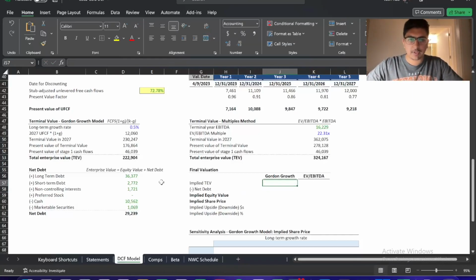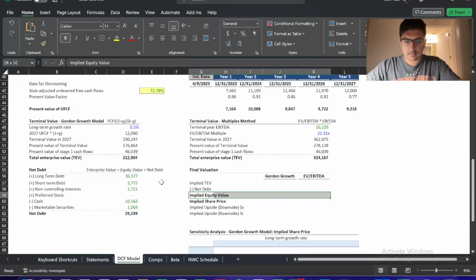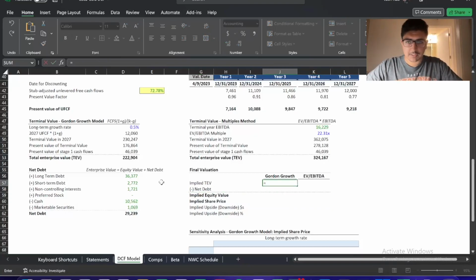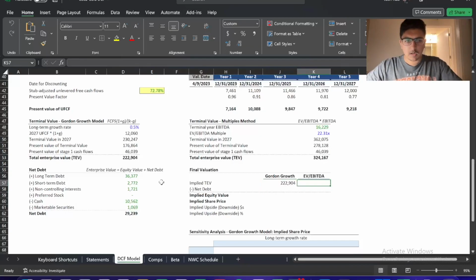So we'll notice we can compare these two values for both the Gordon growth model and the EV to EBITDA model method. Sorry. So over here, let me calculate. So our implied total enterprise value for Gordon growth is this 222 billion. Our EV to EBITDA was over here. Let me make all of these centered.